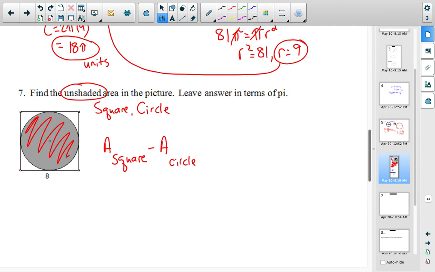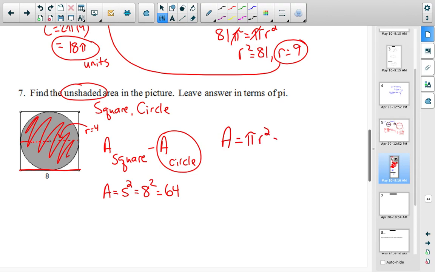Well, they give me a side. That's all they give me. That's fine. So for area of a square, I know area is side squared, which in this case is 8 squared, which is 64. Okay. No units. That's fine. I need the area of that circle. Well, if this side is 8, another side that goes right through the middle is 8, which means my radius of that circle would be 4. So the area of the circle is pi r squared, which is pi times 4 squared, which is 16 pi.